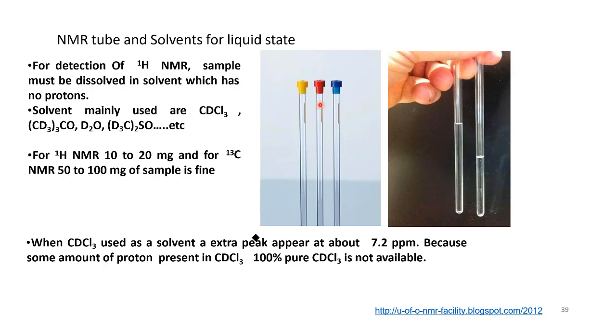These are NMR tubes for solvent or liquid state spectroscopy. For determination of proton, the sample must be dissolved in a solvent which has no proton. Some of the solvents are CDCl3, deuterium oxide, and others. For proton, we generally take 10 to 20 mg of sample, but for carbon samples, we need to take 50 to 100 mg of sample.